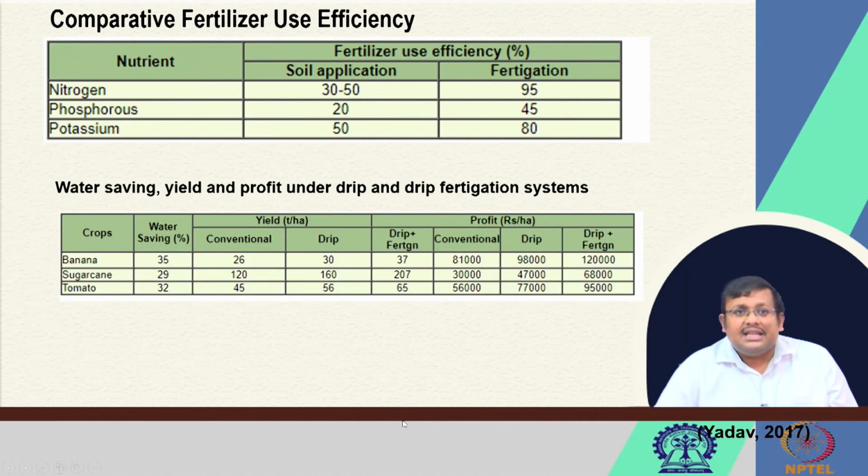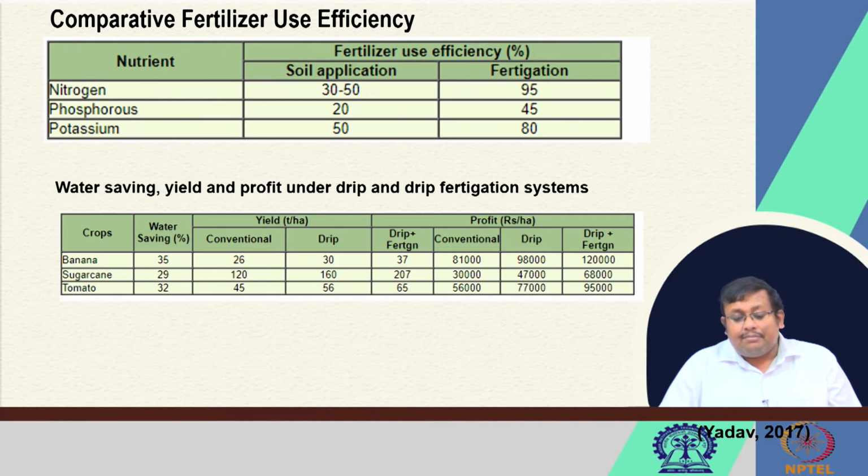Now, if we want to see the comparative fertilizer use efficiency, in case of nitrogen, in soil application the fertilizer use efficiency varies from 30 to 50%. However, in case of fertigation, we get 95% fertilizer use efficiency. In case of phosphorus, we get 20% for soil application. In case of fertigation, we get 45%. In case of potassium, we get 50% for soil application. However, in case of fertigation, we get 80%.